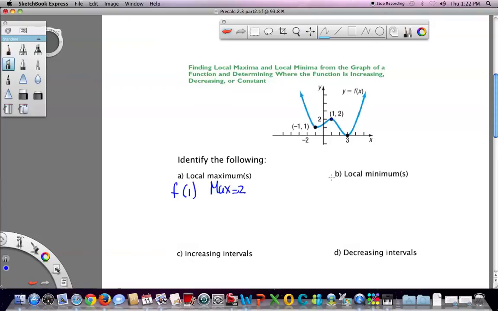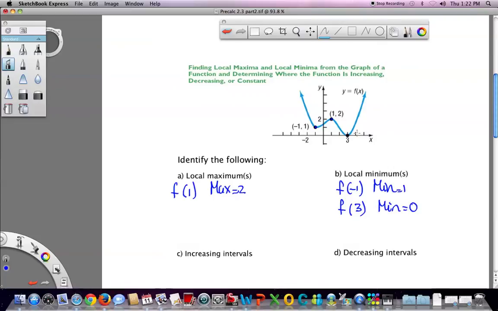Local minimums. We have 2. We have 1 right here. So there is a local minimum at x = -1, and that minimum would be 1. And there is a local minimum at f(3), and that minimum would be 0. So it is possible to have more than one minimum.